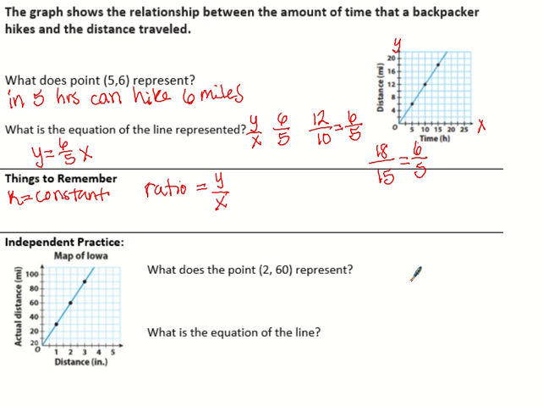All right, so here's your independent practice. It's very similar to the problem we just did together. It says, what does the point 2, 6 represent? And then it wants you to find the equation of your line. Make sure you set up those ratios like I did here for these 3 points here.